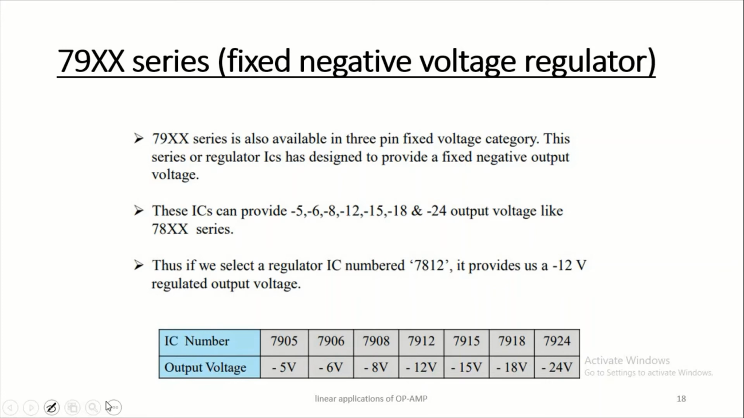First one is 7905, meaning the output voltage is -5 V, same as the 78 series. Features are internal thermal overload protection, internal short circuit current limiting, and output current up to 1.5 ampere, satisfying the International Electrotechnical Commission specification.